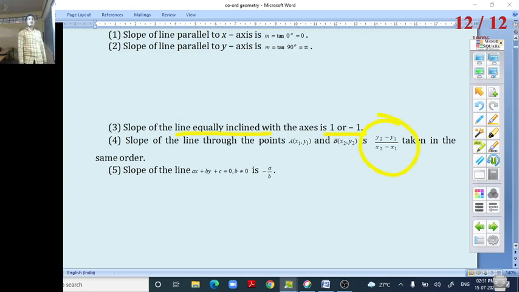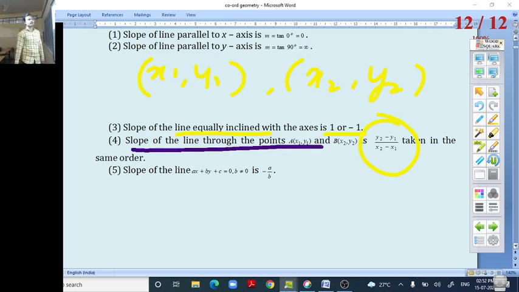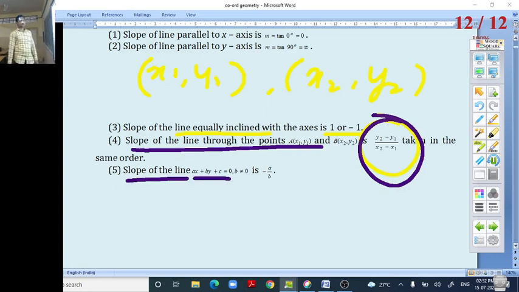is the slope of the line between any two points x1 y1 and x2 y2. Okay, fine. So the next point is: the slope of the line through the points x1 y1 and x2 y2 is y2 minus y1 divided by x2 minus x1. The fifth point is the slope of the line ax plus by plus c equals 0 is always minus a by b.